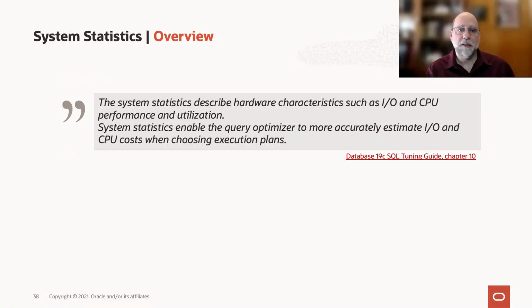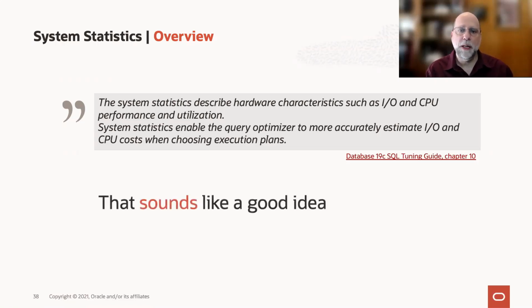Now, system statistics are one of the lesser known classes of statistics in the database. Most people think about stats on indexes and on tables, but system stats have been there for a while. And if you do know about them, it might be because of the tuning guide, where it gives you this kind of description, which makes them seem very appealing. It sounds like a really great idea to calibrate your query optimizer based on your particular hardware configuration.